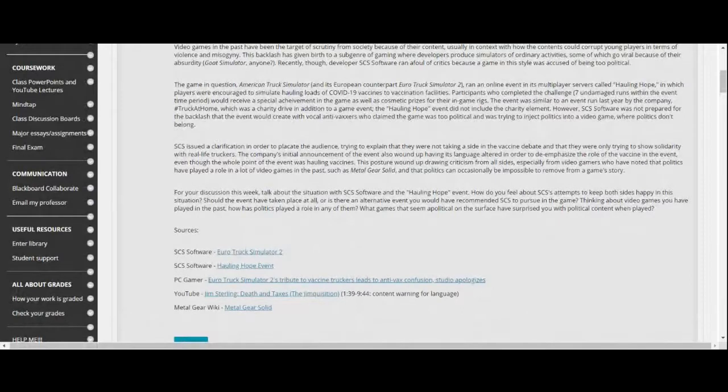Participants who completed the challenge, 7 undamaged runs within the event time period, would receive a special achievement in the game as well as cosmetic prizes for their in-game rigs. The event was similar to an event run last year by the company, #TruckItHome, which was a charity drive in addition to a game event. The Hauling Hope event did not include the charity element. However, SCS Software was not prepared for the backlash that the event would create with vocal anti-vaxxers who claimed the game was too political and was trying to inject politics into a video game where politics don't belong.